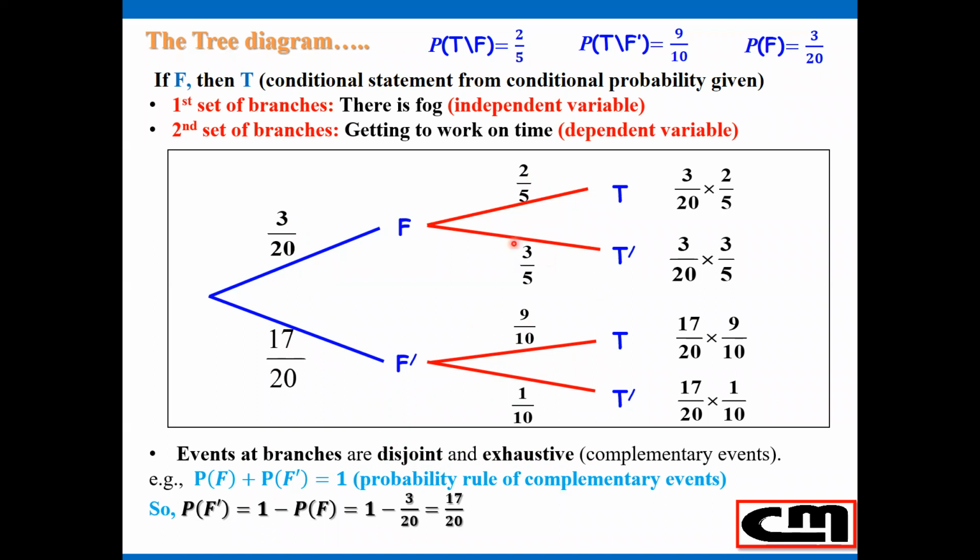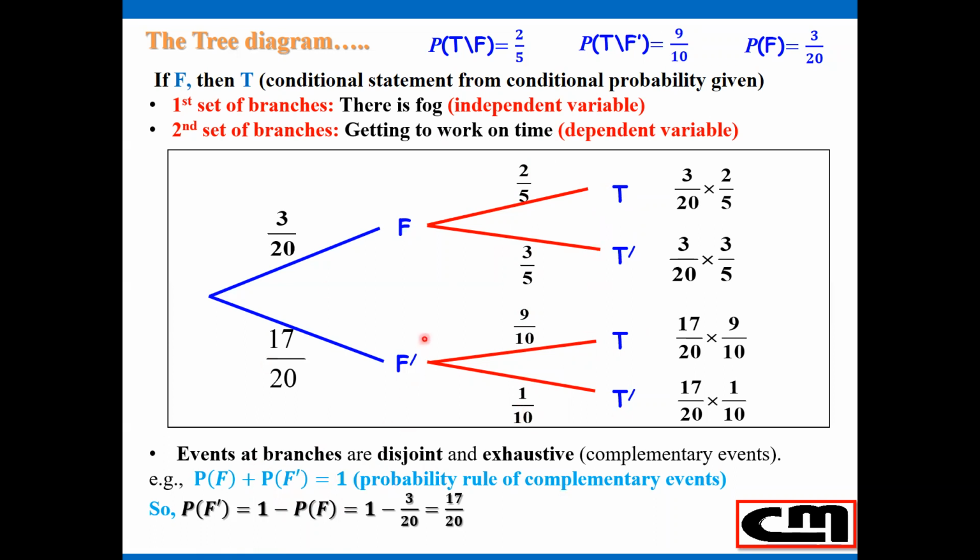So as such, you will see that probability of T happening, given that F has already happened, is 2/5. To get this, you do exactly like what I did here. Then we come on this, right? Probability of T happening, given that F prime has already happened, is 9/10, which is what we are given here. Then the other one, you do what I've done here to get the other probability.